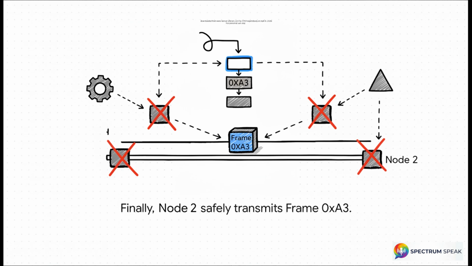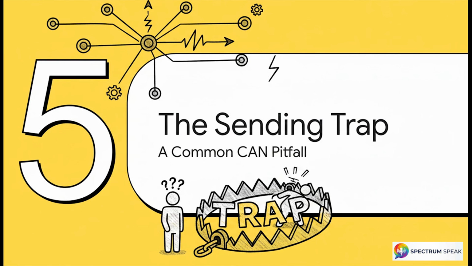And that's the absolute genius of the CAN protocol. Even though they all wanted to send at the exact same time, not a single message was destroyed. They were just neatly lined up in chronological order. But wait a second, how do the losers actually know that they lost?